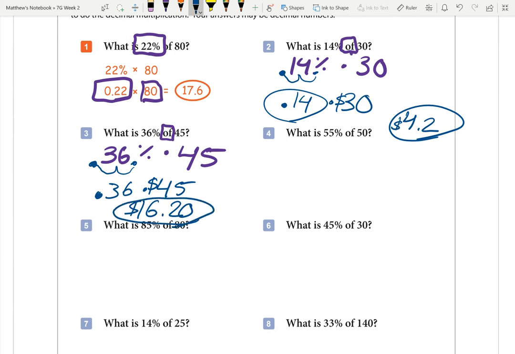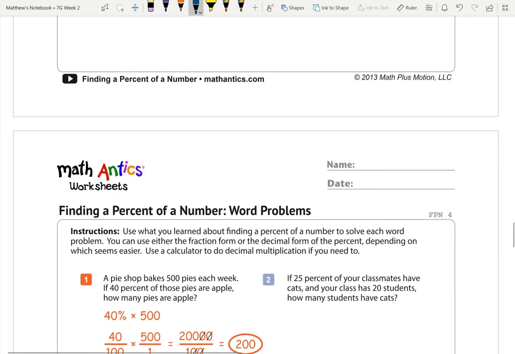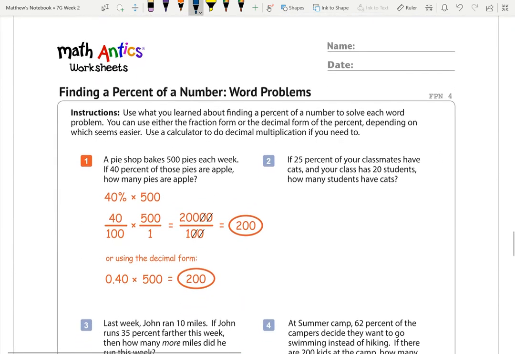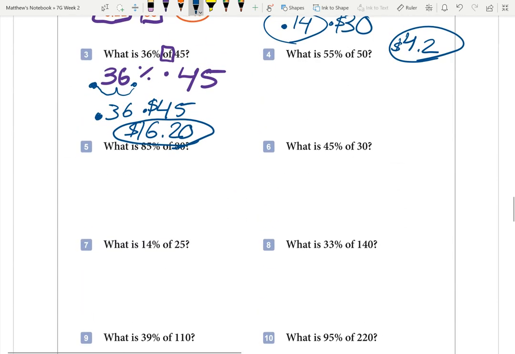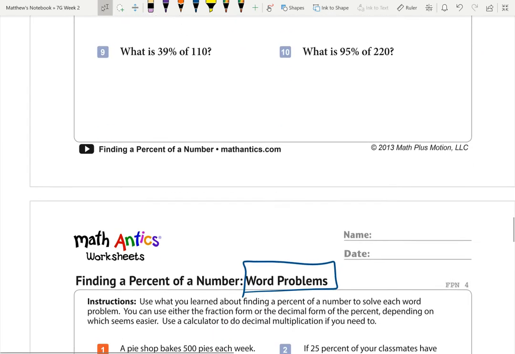All right, so you're going to go ahead and complete the rest of these problems, 4, 5, 6, 7, 8, 9, and 10. And then you're going to move into these word problems here. The only difference between these word problems and the last problems we just did is that instead of it just saying, hey, what is 36% of 45? What is 45% of 30? It's going to actually put it into real world context, because that's when we're going to see it.